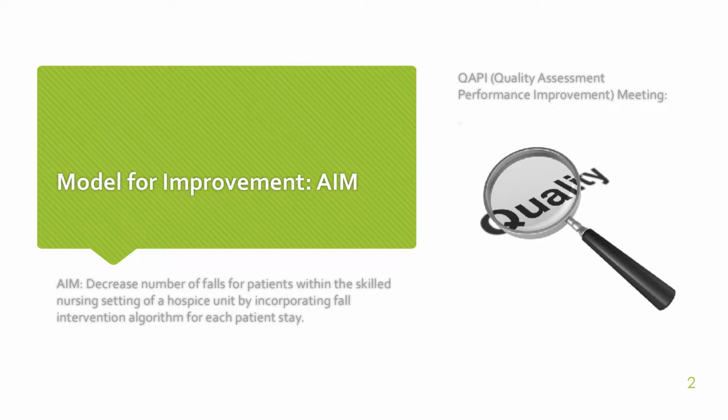Decreasing falls within a care plan and being proactive for preventing falls will increase positive patient outcomes. Our goal is to decrease the number of falls for patients within the skilled nursing setting of a hospice unit. We hope to reduce the number of falls within a hospice unit setting and compare the number of falls after implementation of this project at our next quarterly performance improvement meeting.